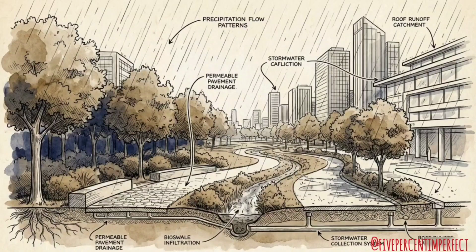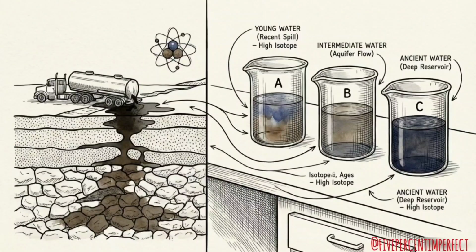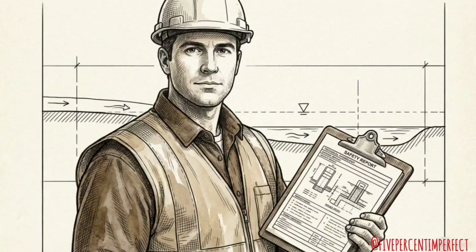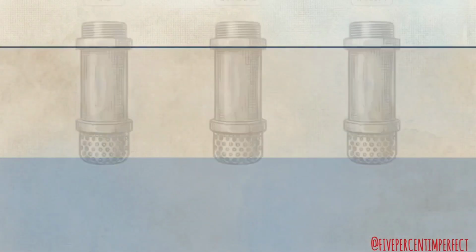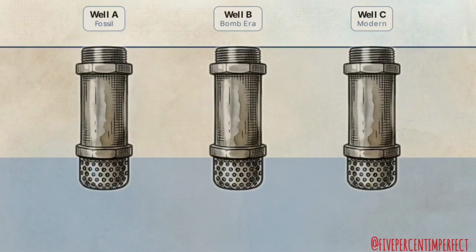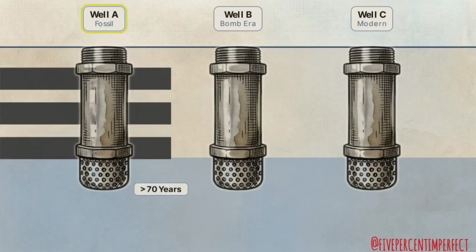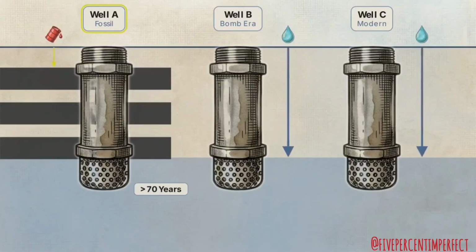We now have 3 distinct age classifications for the water directly beneath the chemical spill. We can use these dates to assess the physical safety of the drinking water. Let's map these classifications onto the physical geology. Well A draws fossil water. Because it's over 70 years old, there is no fast route from the surface. The aquifer is capped by thick, impermeable clay layers, preventing surface water penetration.